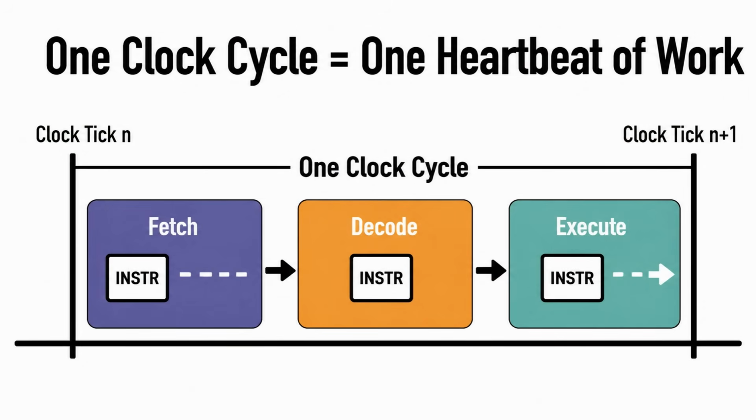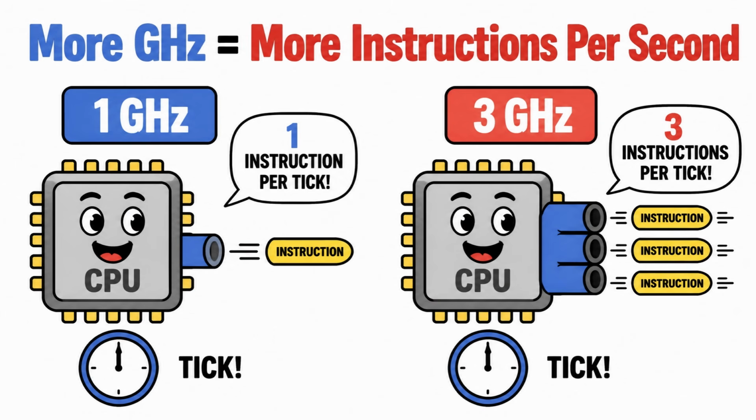Let me break down what actually happens in one clock cycle, because this is super interesting. Each cycle has 3 stages: fetch, decode, and execute. First, the CPU fetches the instruction from memory. Then it decodes it, figures out what it means. Then it executes it, actually does the work. All of that in a single tick. And at 3 gigahertz, this is happening 3 billion times a second. That's insane efficiency.